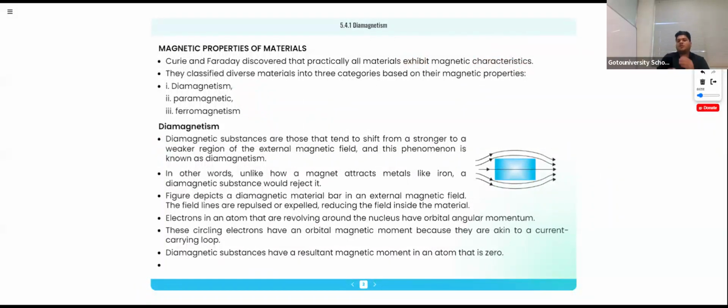We have diamagnet, paramagnet, and ferromagnet. Definition will be the first property. Just remember what I am telling. Diamagnet, paramagnet, ferromagnet: definition will be the first property. Then we have 6 points. If you learn 6 points, you will be able to understand.